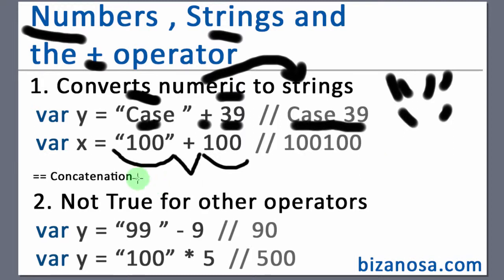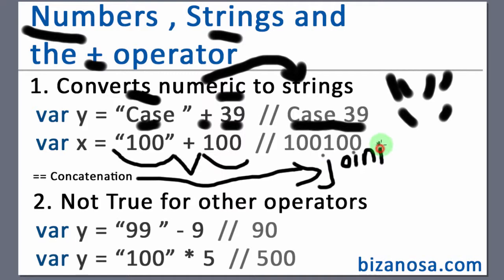So what we have here is what is called concatenation. This is joining. The plus operator is going to join the two. It's going to join the string and it's going to join the number. And that's what we get. That's called concatenation, the plus operator. If it has to operate between a string and a number, it will join the two, and that's called concatenation.